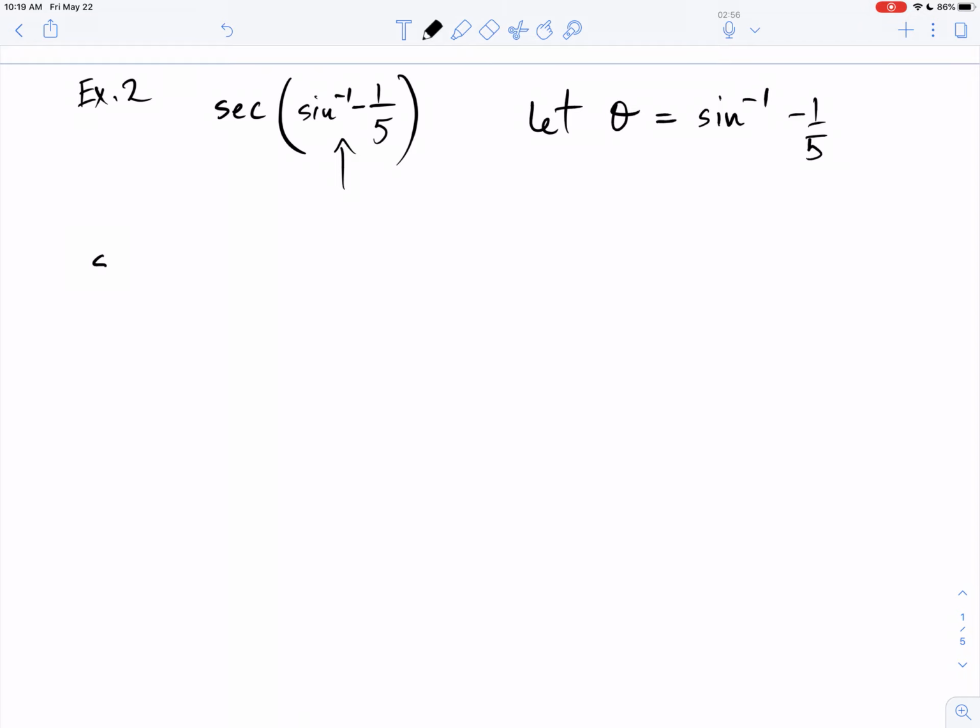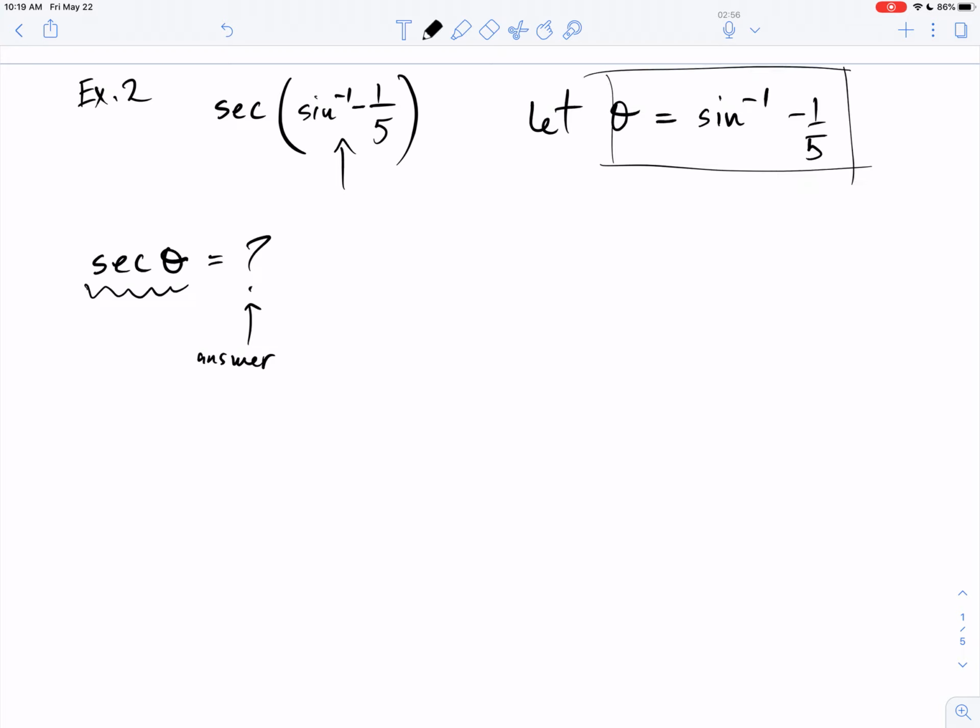So when I finally get to the end of this problem, my answer is going to be whatever the secant of that theta angle is. This is my actual prize. This is what I'm shooting for. This will be my answer when I get there. But how do I get there? Well, I take this statement that I just created, I let theta equal that, and I go with it.